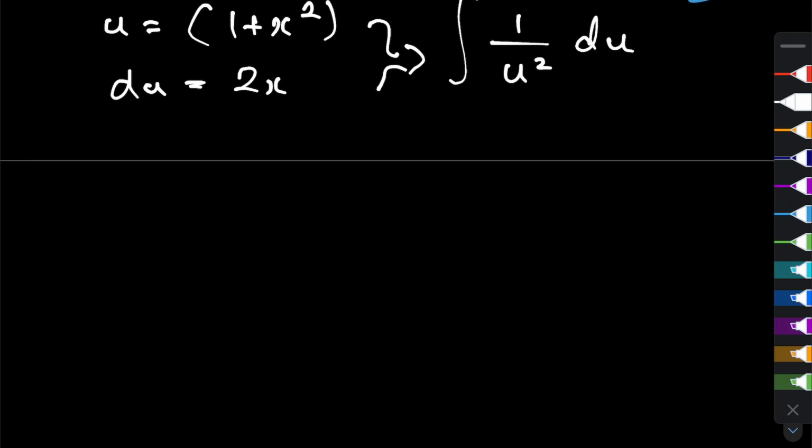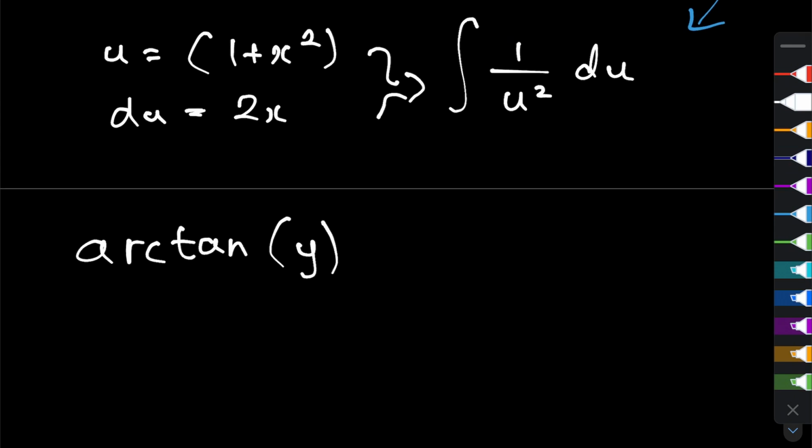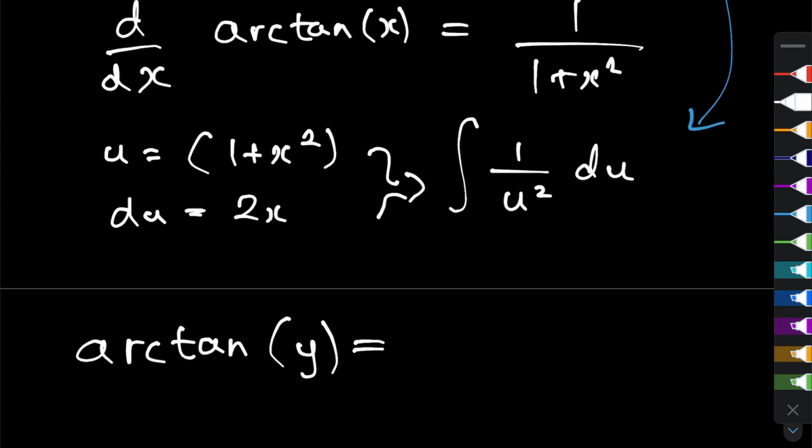So the left side just becomes arctan of y, because y is the argument and the integration variable. The right side becomes the integral of u to the minus 2, essentially, which is equal to minus u to the minus 1 plus c.